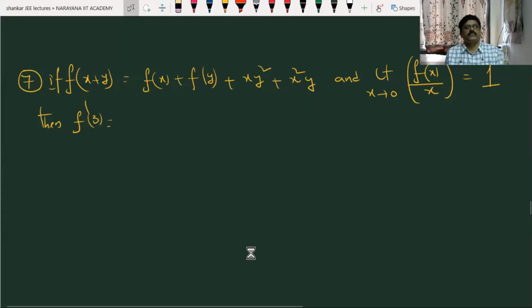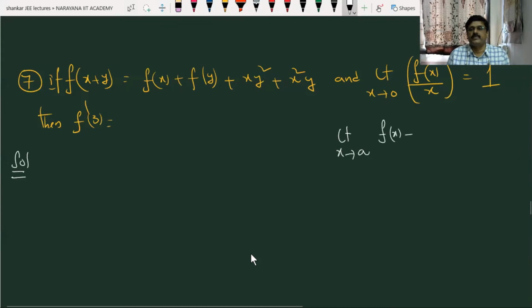Students, next problem. If f of x plus y is equal to f of x plus f of y plus xy square plus x square y, and the limit x extends to 0, f of x by x is equal to 1, then what is the value of f dash 3? So how to handle this problem? Students, by the definition of derivative, limit x extends to a, f of x minus f of a upon x minus a. If this exists finitely, then it is denoted by f dash a.